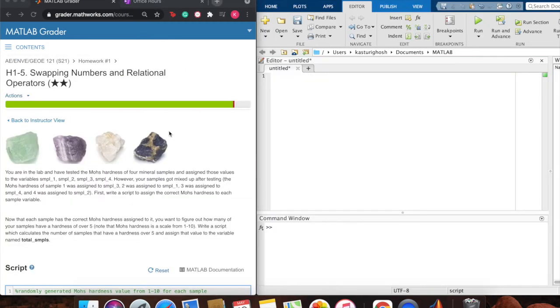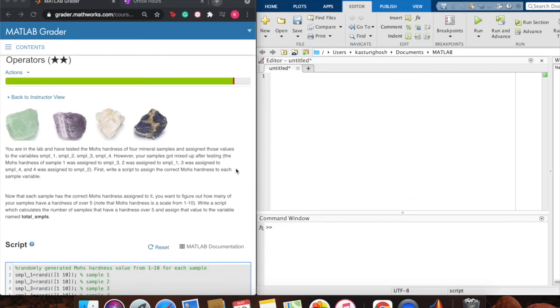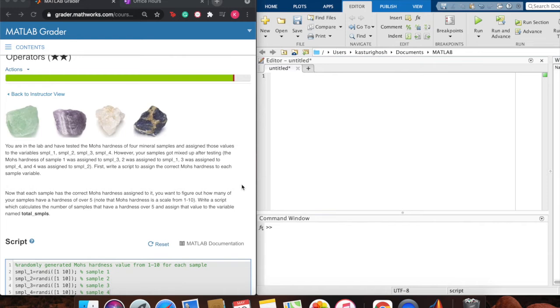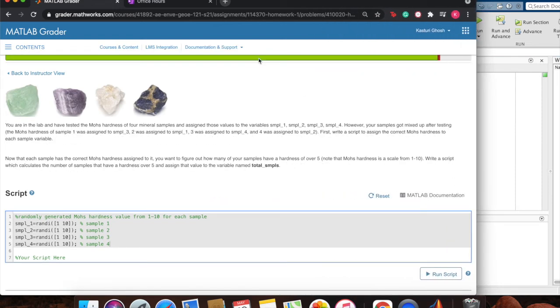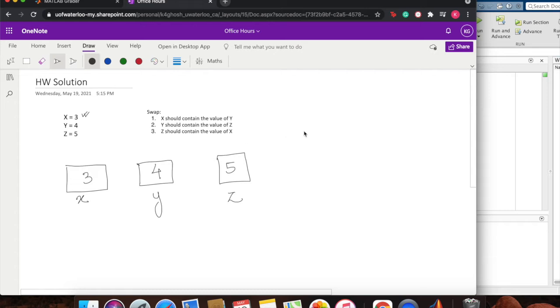Hi everyone, we are now starting with homework question 5, swapping numbers and relational operators. Before we start this question, I would like to draw your attention to the concept of swapping numbers. We have received lots of questions about these during office hours and I want to make sure everyone understands how swapping numbers works.